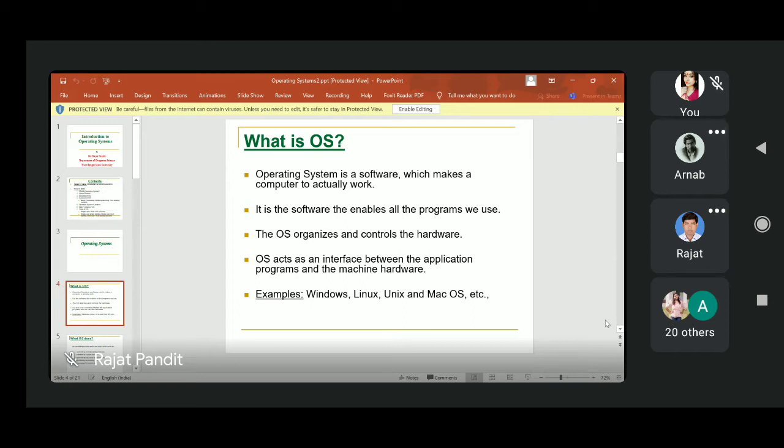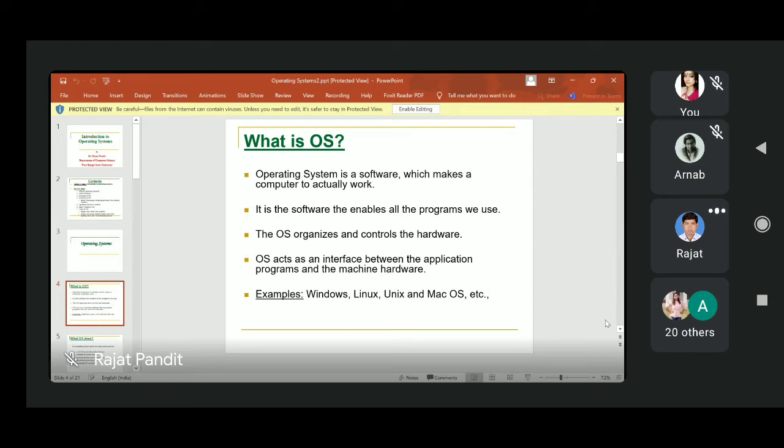So this Macintosh OS is basically used for Apple users. Mac is basically a product of Apple. So Mac OS is mainly used in Apple laptops and its products. Okay, so you cannot use it in your system because it will not match with the hardware.